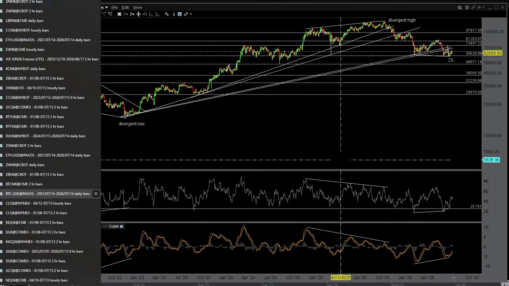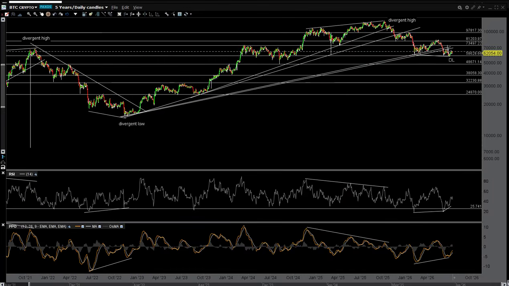This is the chart I've been sharing and focusing on. This is spot Bitcoin, BTC. It's a 5-year chart with daily candlesticks. And just to the left here, you can see we had a divergent high and a sell signal there. It doesn't show clearly, but there was an uptrend line that was broken, and that was the end of that bull market.